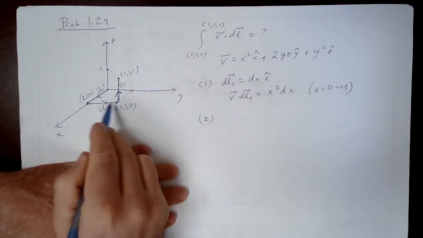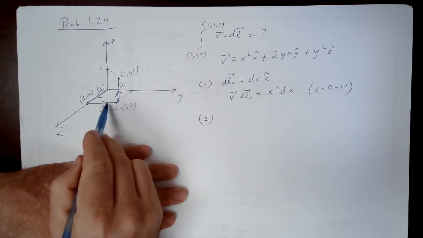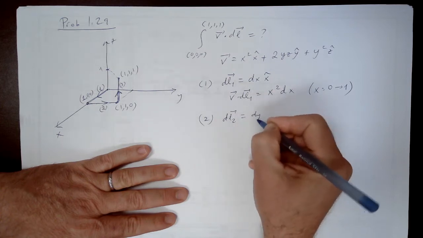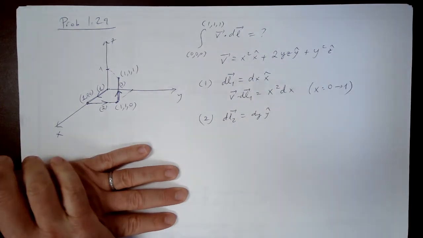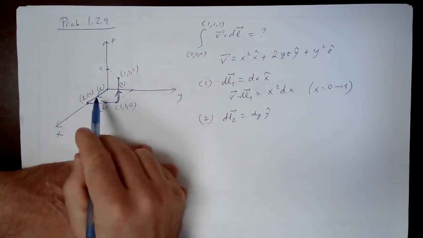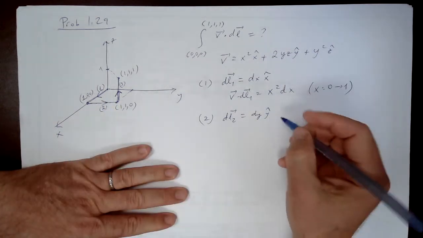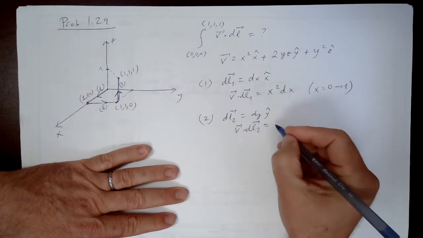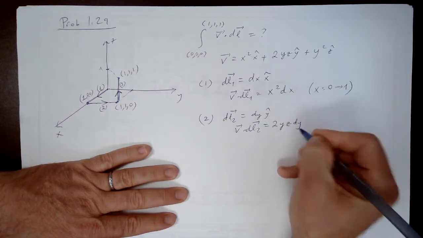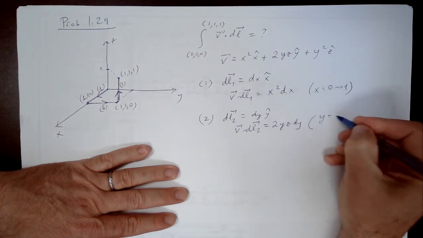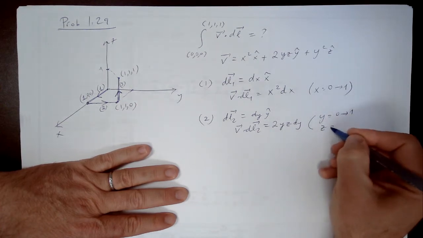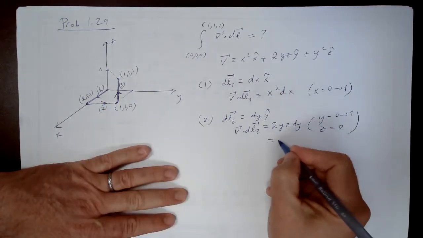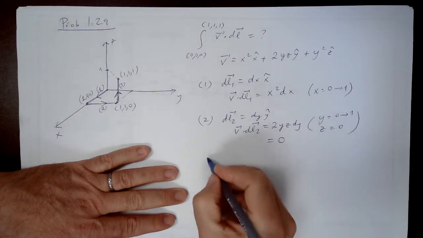Let's go to 2. That's parallel to the y-axis, so dl2 is dy y hat. And it happens on the xy plane. So when I do the dot product v dot dl2, it's going to be 2yz dy. Y goes from 0 to 1, but z equals 0, because it's on the xy plane. So this is automatically 0.